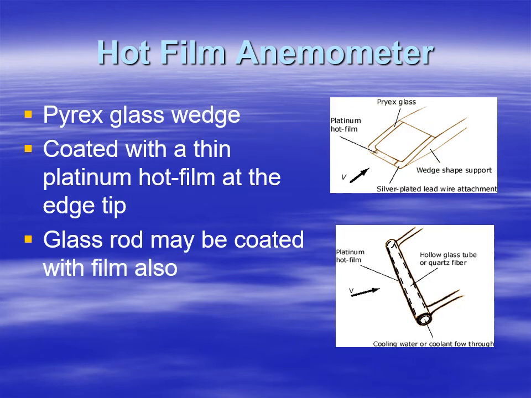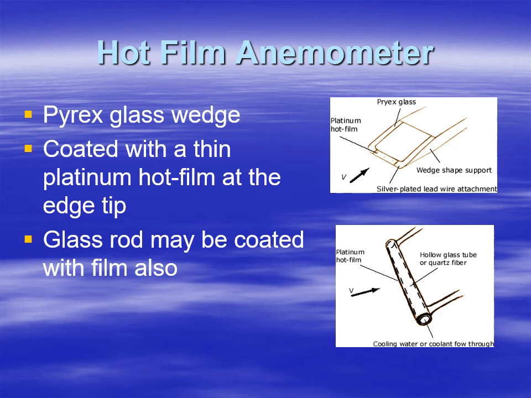So here's a couple examples. Sometimes they use a Pyrex wedge right at the leading edge. They coat it with platinum, a platinum film, and then they run a current through that. That is heated, and of course the ventilation or the wind blowing by that film causes a drop in temperature, and the current is increased to maintain the temperature. So that's your constant temperature hot film anemometer.